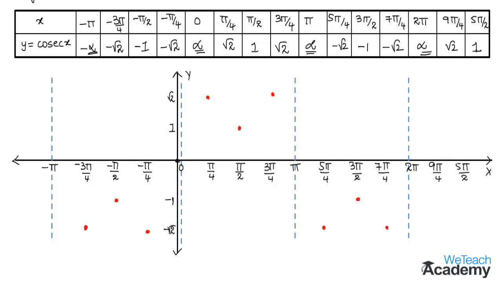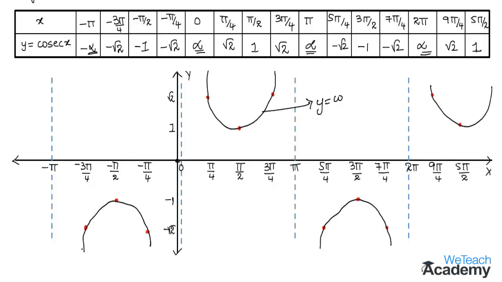And then the next plot, which is 9 pi by 4, comma, root 2. So here we get a point where 9 pi by 4 and root 2 meet. Then the next plot, which is 5 pi by 2, comma, 1. So here we get a point. And then by joining all these points, we get curves. And these curves are named y equal to cosecant x.